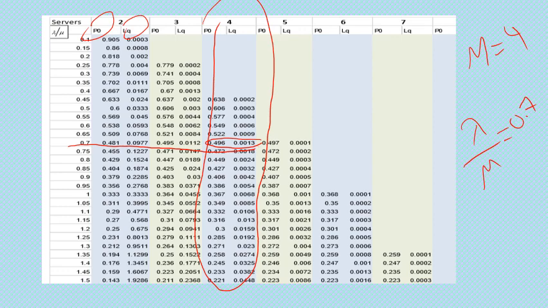Now this makes it much, much faster than using the equations. Equations will probably take you 10 minutes to calculate LQ and calculate P0 and so on. It's a lengthy calculation. So right away you could get to LQ and P0 using this table. This table is really great.